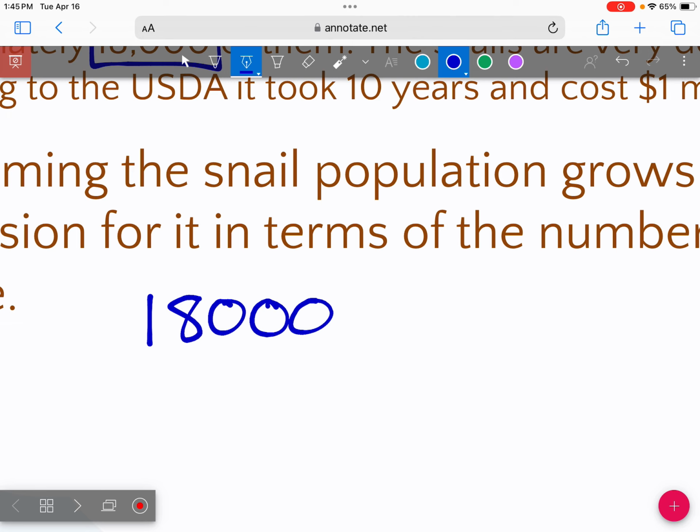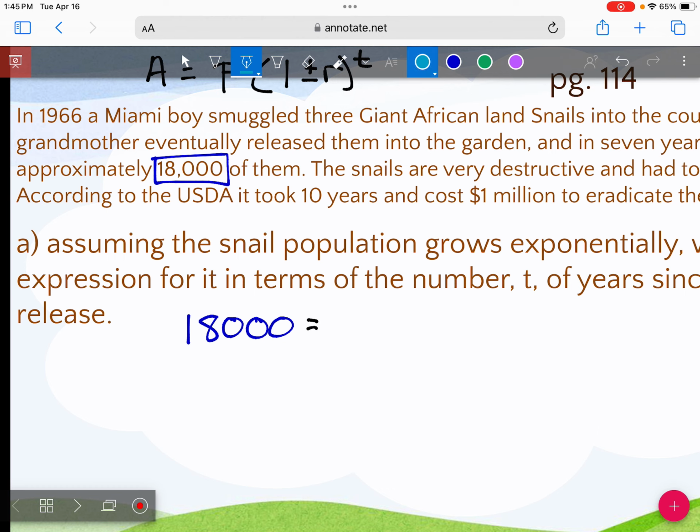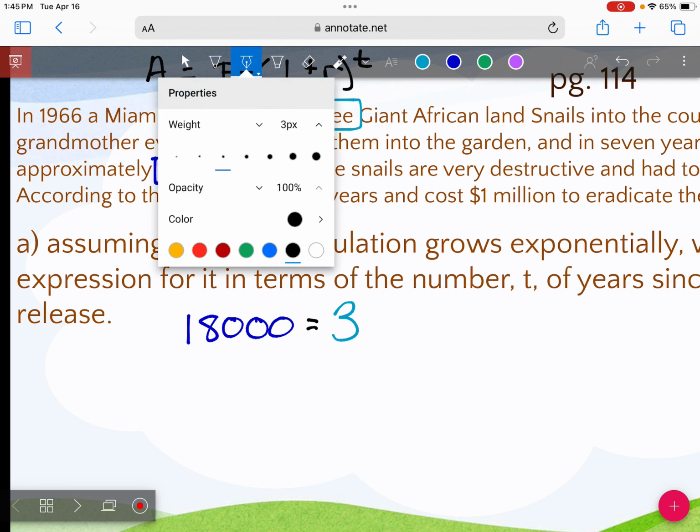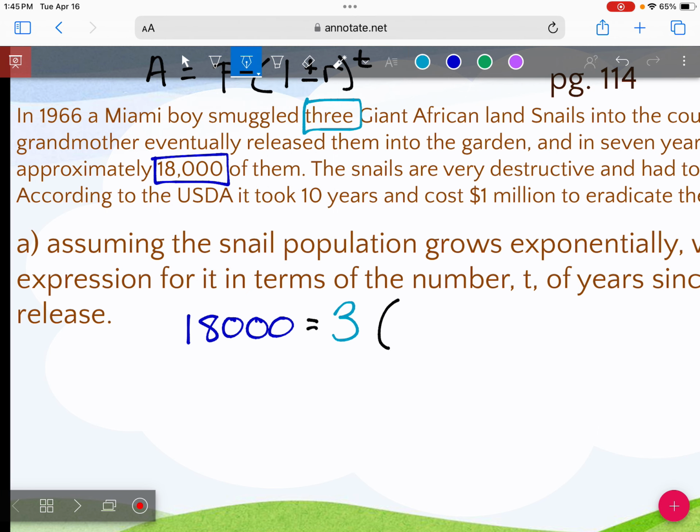The 3 is our starting amount. We started with 3 snails. So the 3 is going in for what? P. Oop, I was about to write the letter P again. So it's going to go in for the P. We know it's growing because it got way bigger, so I'm just going to switch it to a plus. What else do we know?